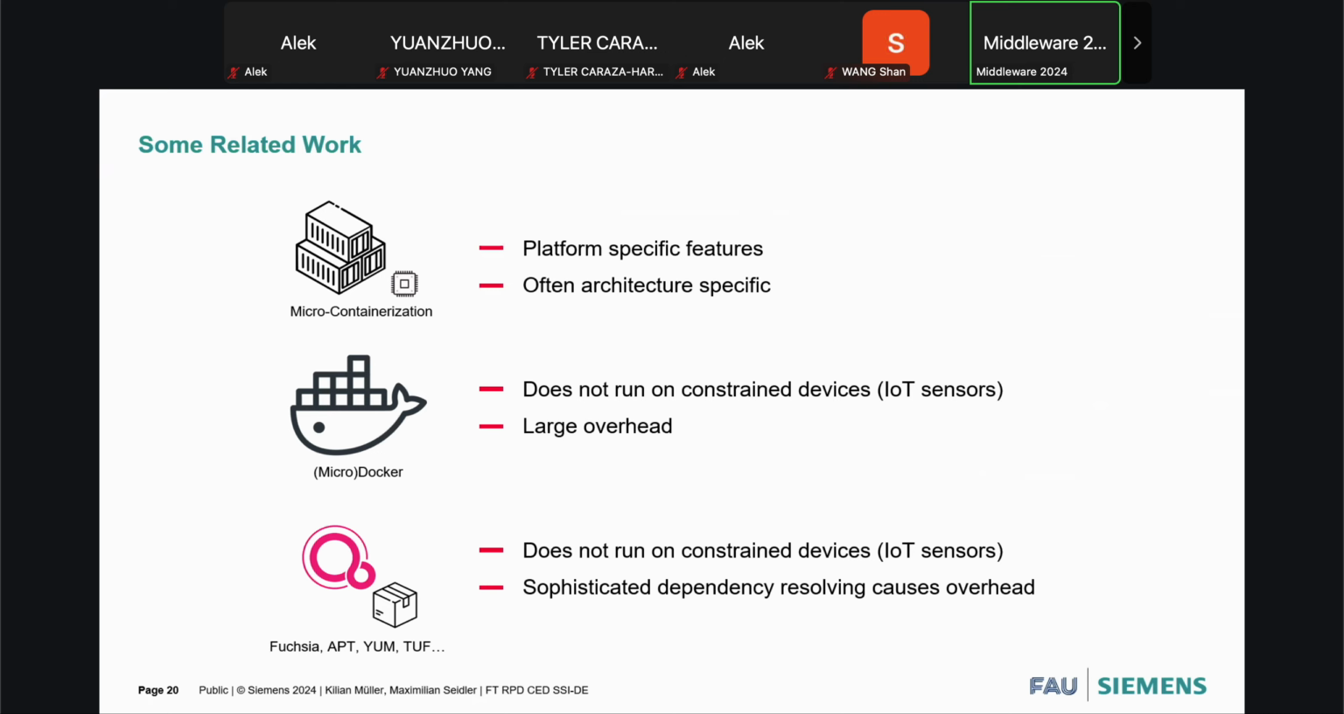Then we tried some things that are already there. So we tried micro-containerization, which didn't really work because we often required platform-specific features, and these are typically architecture-specific. We tried Docker, but it just doesn't fit on the embedded devices, on the constrained devices. And the same is true for all of the package managers that we tried. Plus, they offer sophisticated dependency management, which we don't really need.